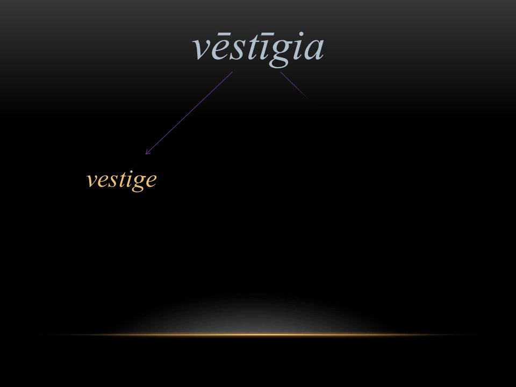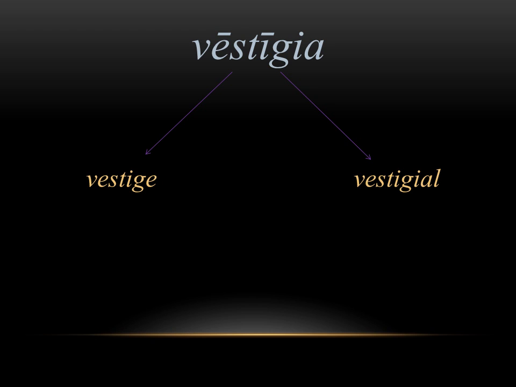Vestigia are footprints in Latin. And in English, we get the words vestige and vestigial. And both of these have to do with traces or footprints. So if you think of archaeology, if they find a piece of pottery, for instance, that might be called a vestige of an ancient civilization. It's a footprint or a leftover, a trace of that civilization.